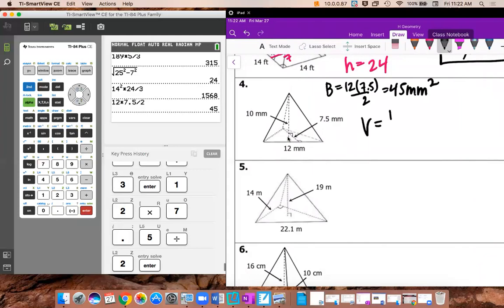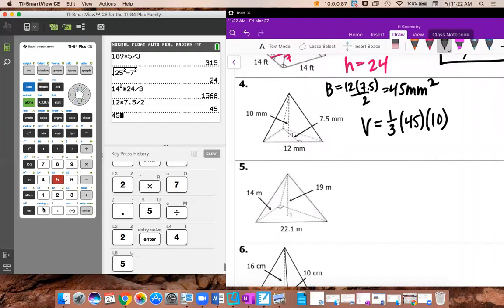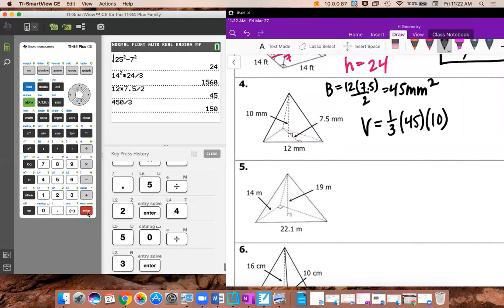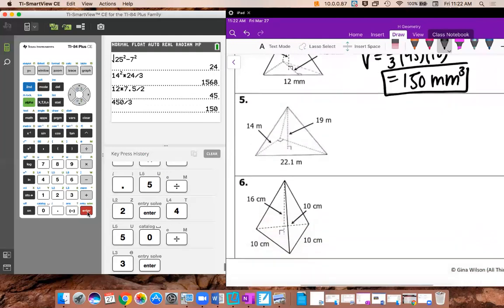So volume is 1/3 area of the base, which was 45, times the height, which is 10. So 45 times 10 is 450. So I'm just going to do 450 divided by 3, and we get 150 is our volume, and then it's in millimeters cubed. Okay? All right, problem number 5 here.